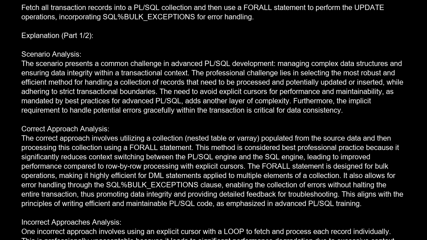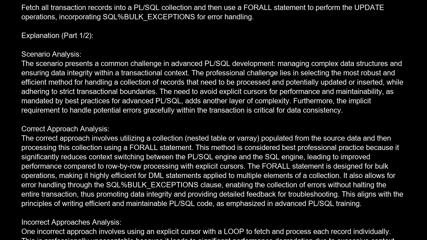The FORALL statement is designed for bulk operations, making it highly efficient for DML statements applied to multiple elements of a collection. It also allows for error handling through the SQL%BULK_EXCEPTIONS clause, enabling the collection of errors without halting the entire transaction, thus promoting data integrity and providing detailed feedback for troubleshooting. This aligns with the principles of writing efficient and maintainable PL/SQL code, as emphasized in advanced PL/SQL training.